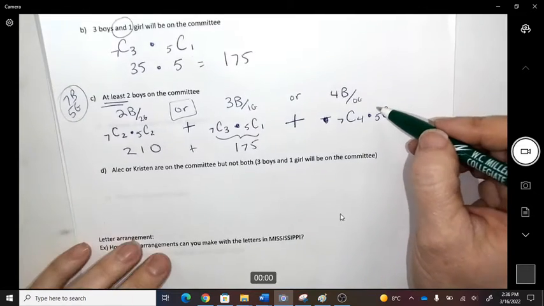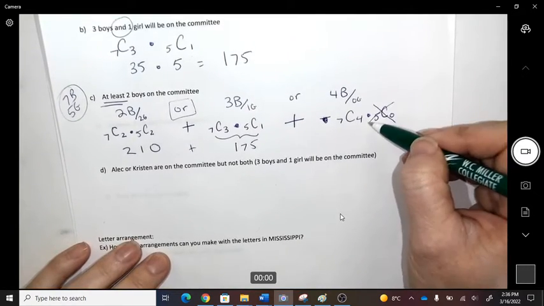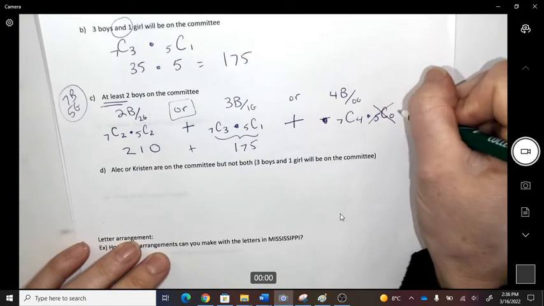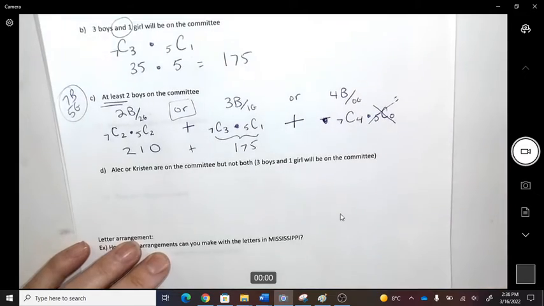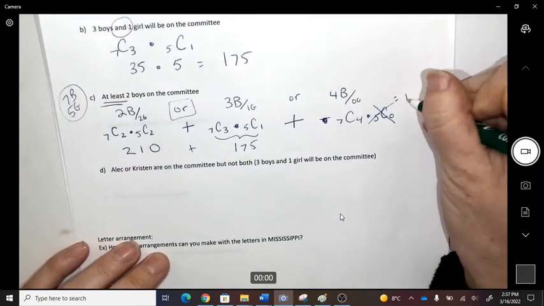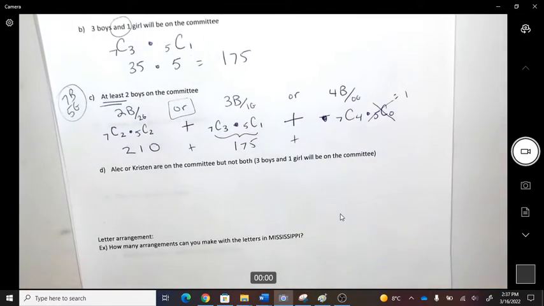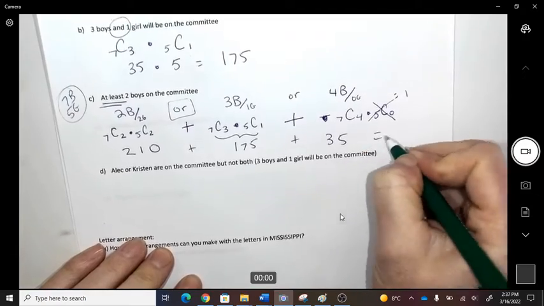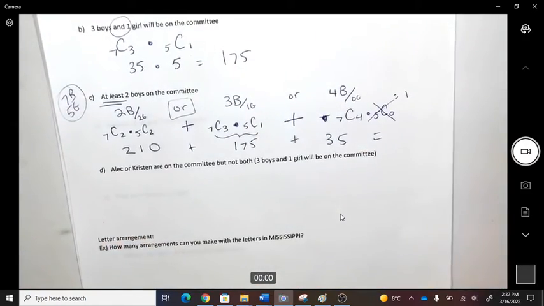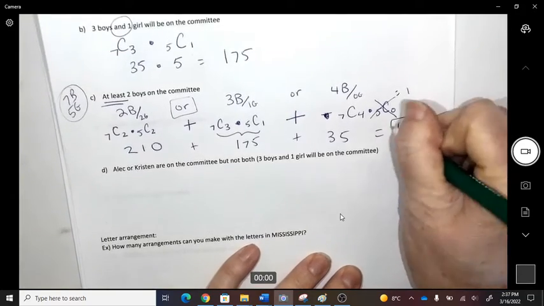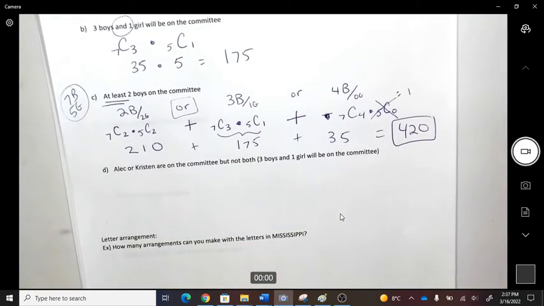Okay, I'm also okay if you just don't write that. Anybody want to predict what kind of number that would just be? It's one. So I'm okay if you don't write it on there. So seven, choose four. 35. Okay, so you have to just add. So all together, there would be 420 different committees.